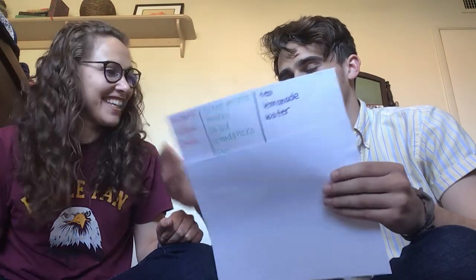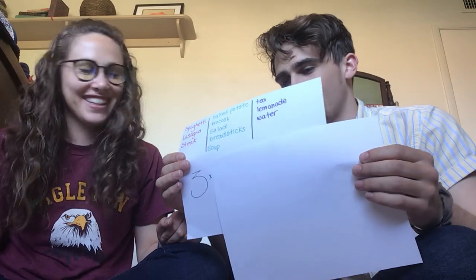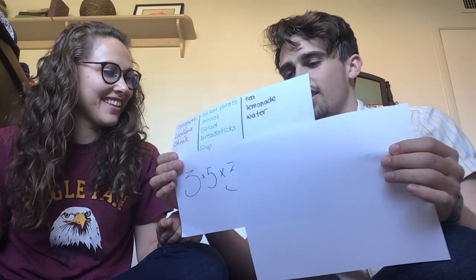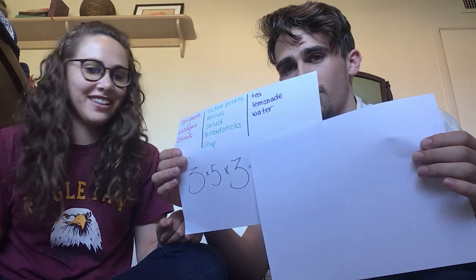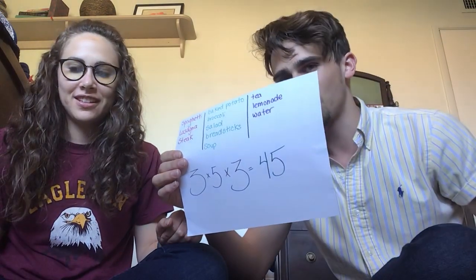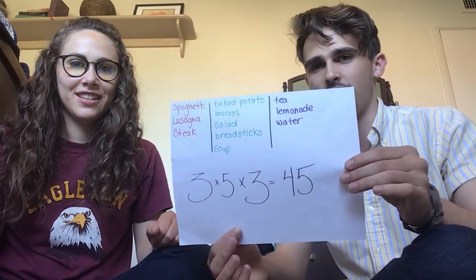All right, so how many different main meal options? You have 3 main meals, 5 sides, and 3 drinks. So 3 times 5 times 3 is 45. 45 different meal options you have from this menu. That's great. So many options. Such a small menu.